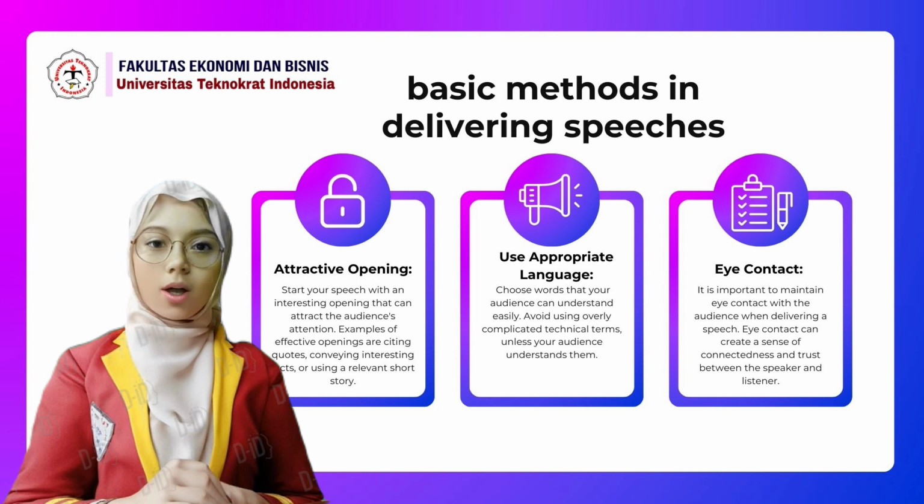4. Use appropriate body gestures. Body gestures can help to strengthen the message conveyed. Use body movements wisely to add expression and emphasize parts of the message. 5. Eye contact. It is important to maintain eye contact with the audience when delivering a speech. Eye contact can create a sense of connectedness and trust between the speaker and listener. 6. Voice variations. Use voice variations in delivering your speech. Playing with volume, speed, pitch, and emphasis can make your speech more interesting and dynamic.